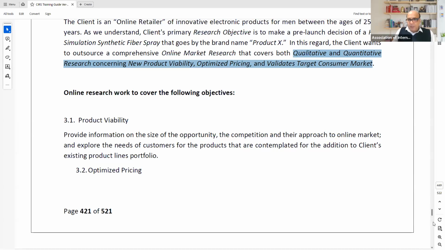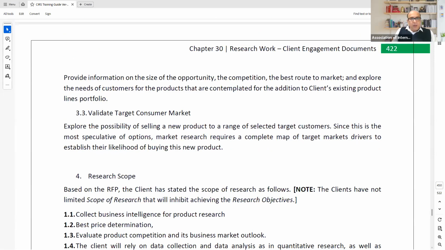So optimize pricing. First thing you would do is optimize pricing. Validate target. So what does validation mean? This is what you're going to explain. Explore the possibility of selling a new product to a range of selected target customers. Since this is the most speculative of options, market research requires a complete map of target market drivers to establish their likelihood of buying these new products.